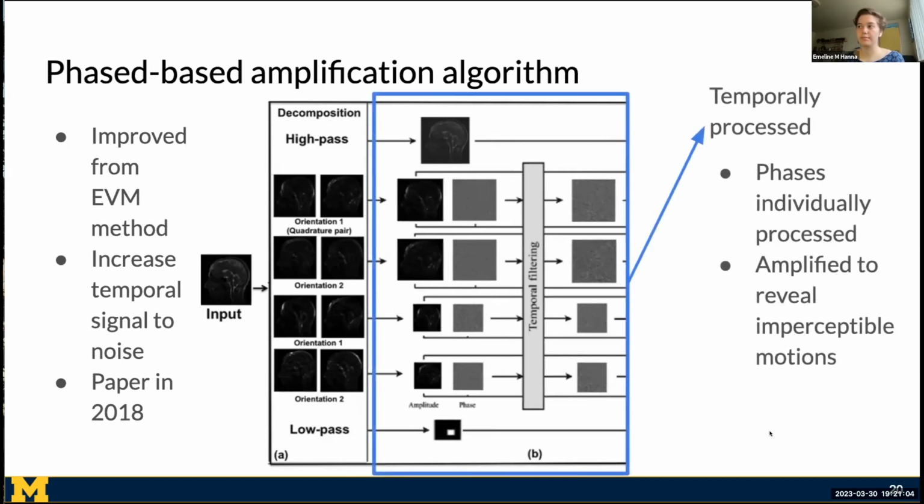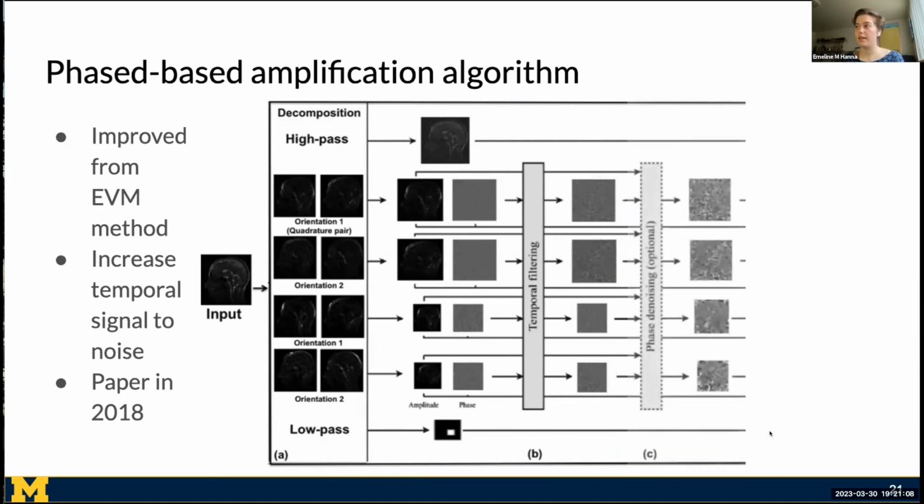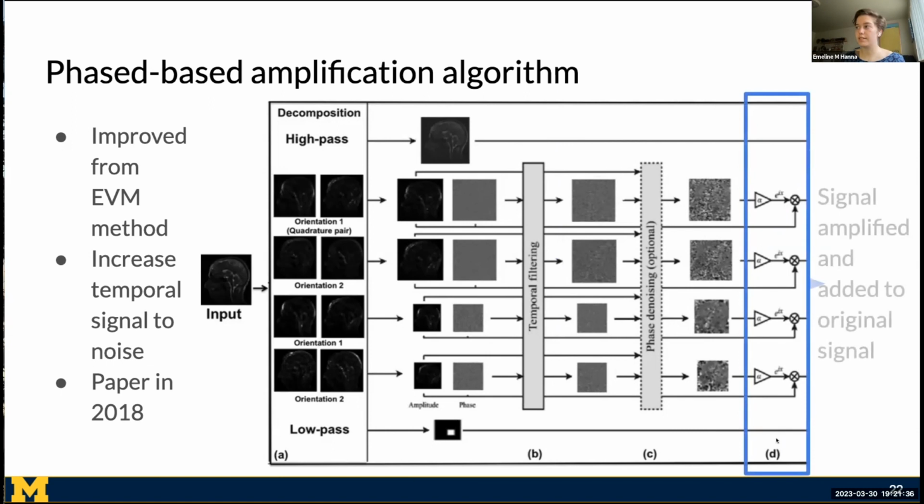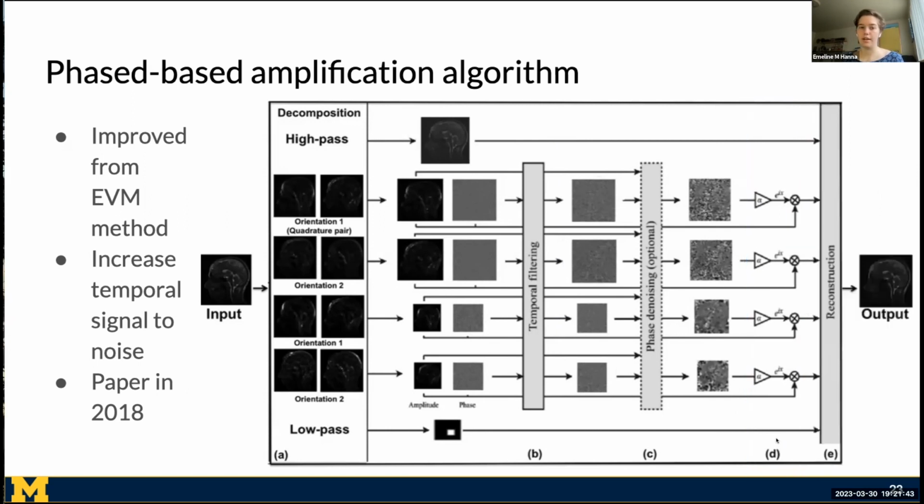So you can process those. And then an optional step is you can do some spatial filtering, which will increase the signal to noise ratio. And they use amplitude weighted Gaussian spatial smoothing. The benefit of doing this step is that it will allow for a larger amplification factor, so it will show more movement in the final image. And then the final step is that you can amplify the signal and then add that back to the original signal, and then the video will be reconstructed. To sum this up, the input is deconstructed into these phases, which are filtered to isolate the frequencies relevant to motion, and those frequencies are amplified and then added back in.